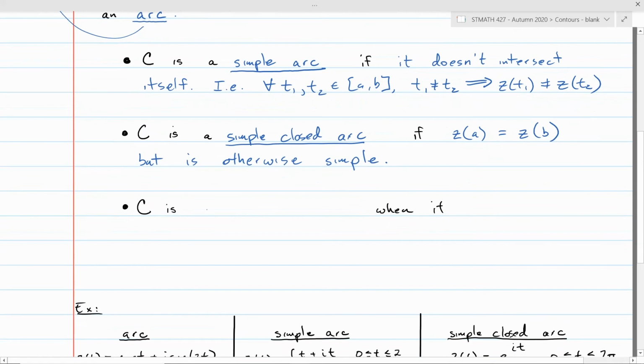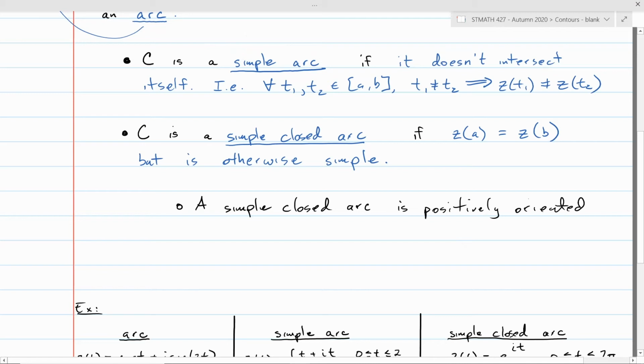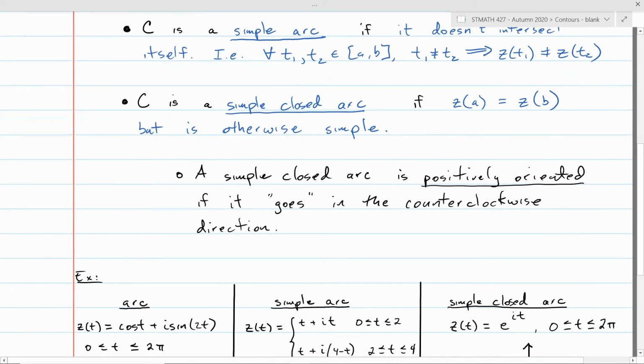And we also say that a curve C is positively oriented. We should say a simple closed arc is positively oriented. This is going to be a kind of bad definition for now. We could make it more precise later, but positively oriented basically just means that it goes in the counterclockwise direction. A little later we can define something called winding number that will tell you whether it's going in a positive direction or a negative direction.